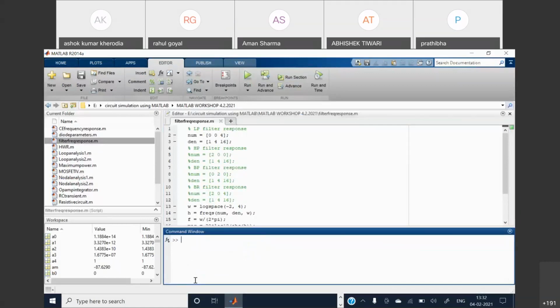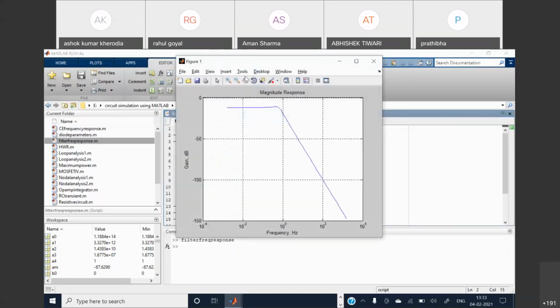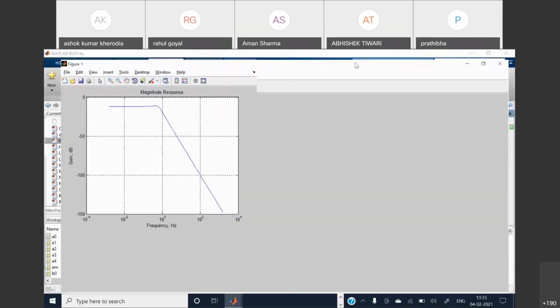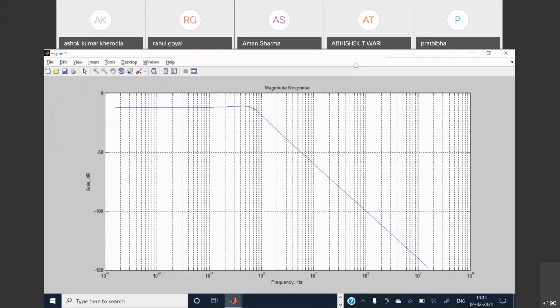What should the curve look like? How should the curve look? See here, this is the curve you are getting. The gain in dB is on a linear scale, and the frequency is on a logarithmic scale. So frequency in hertz, and I'm plotting the magnitude response.